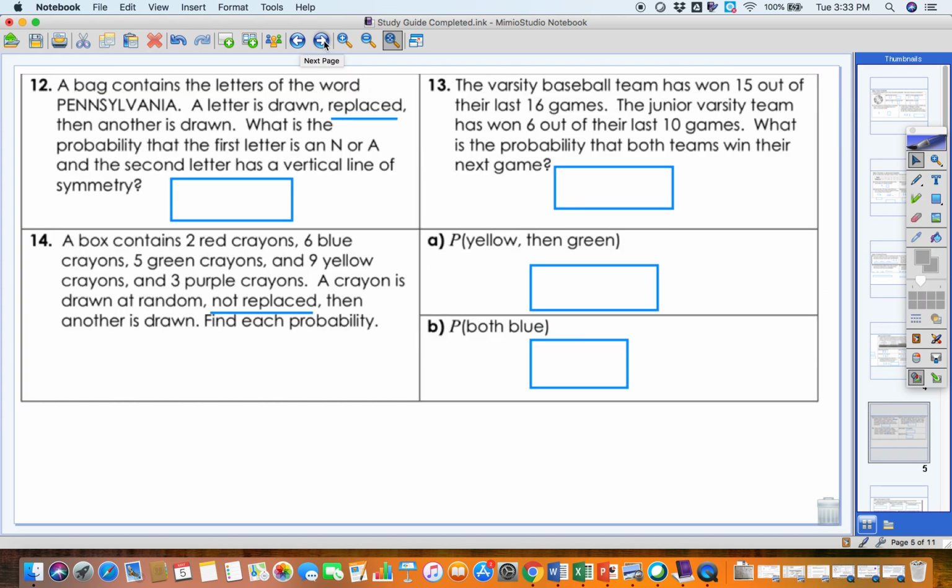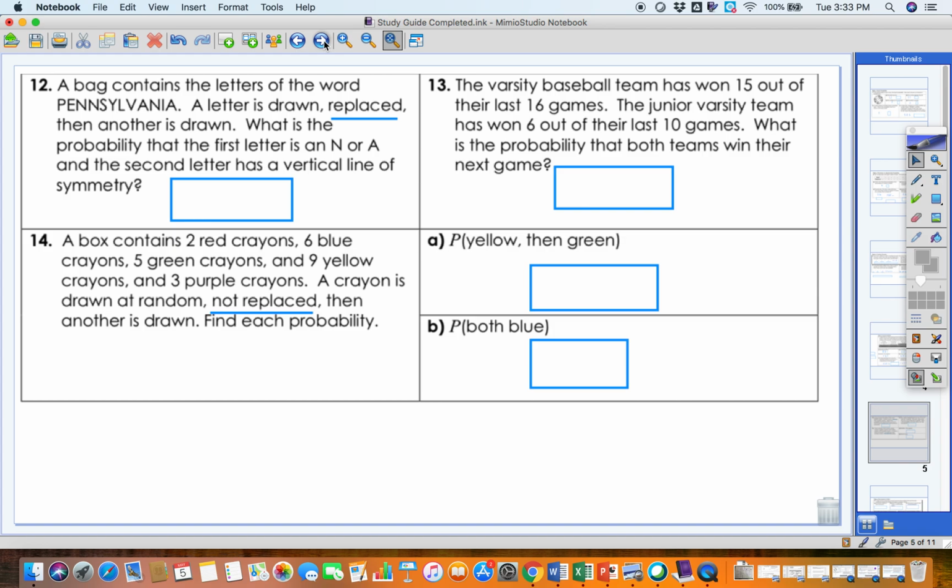So on number 12, we have a bag containing the letters of the word Pennsylvania. A letter is drawn, replaced, then another is drawn. What is the probability that the first letter is an N or an A, and the second letter has a vertical line of symmetry? Since it says replaced, this is independent probability. So that means that our denominator is going to stay the same here.